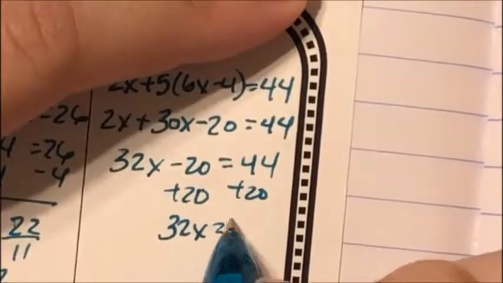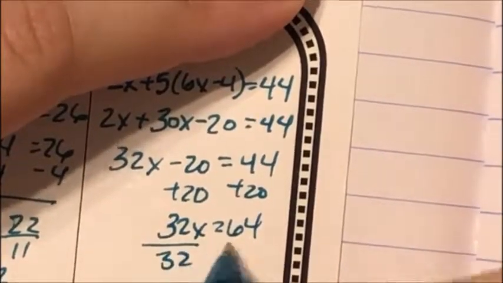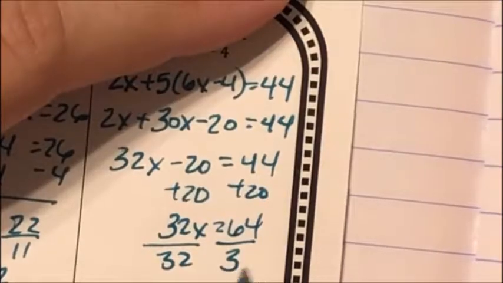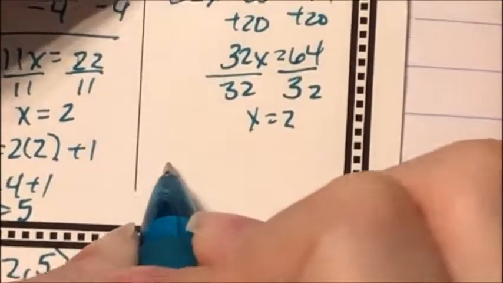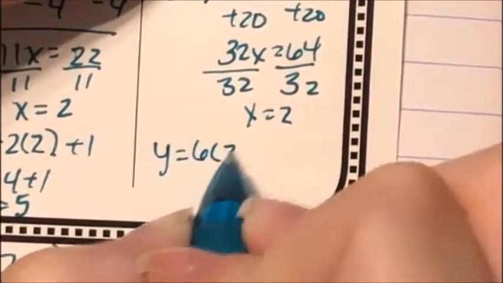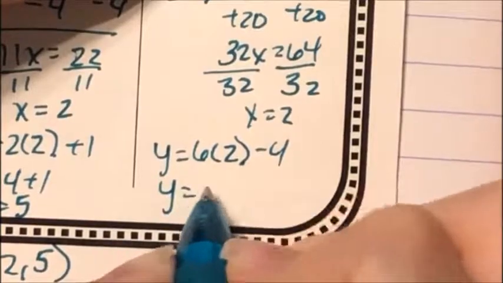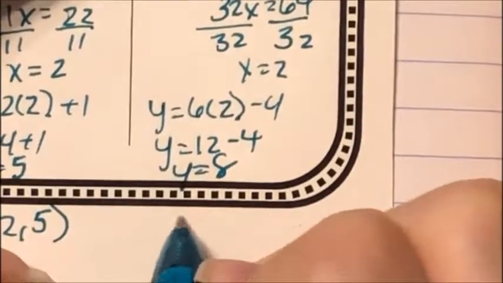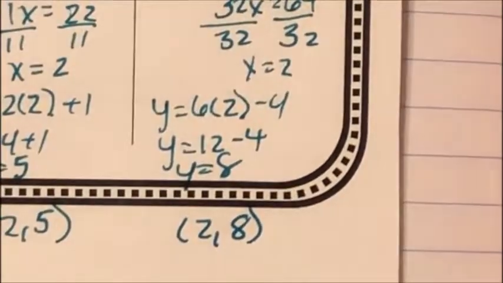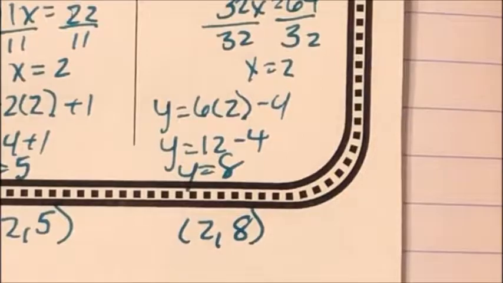32x equals 64. Divide both sides by 32. So x equals 2. Then I plug it back into my second equation. Y equals 6 times 2 minus 4. So y is 12 minus 4, or y equals 8. So my solution is 2, 8. Okay.